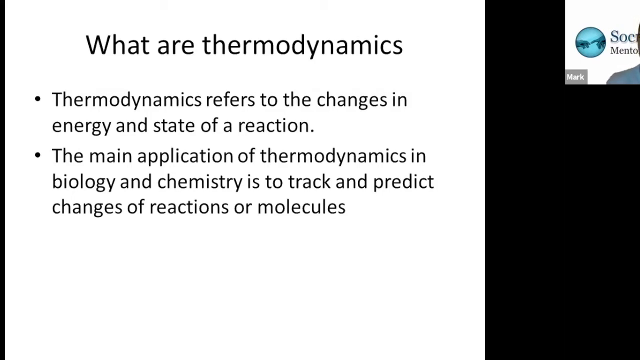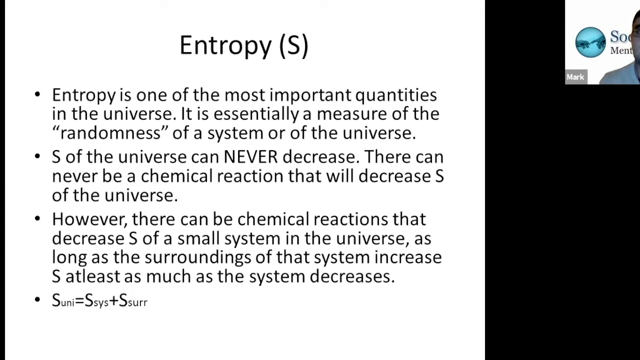But because we're only talking about the MCAT, and mostly it's all about biology and chemistry, that's what we'll be focusing on, right? And that would involve chemical reactions or molecules. So the first and most important quantity in the universe is entropy. Entropy is essentially a measure of the randomness of a system or of the universe itself. And it's represented by the letter or symbol S.